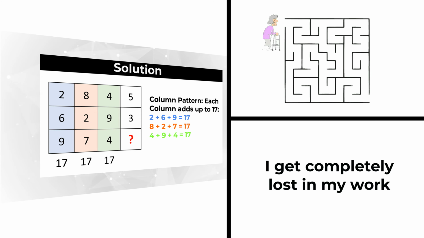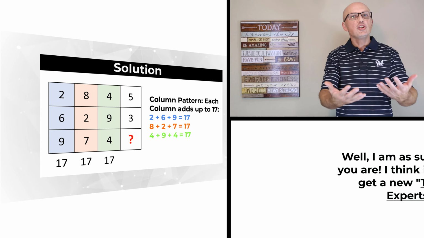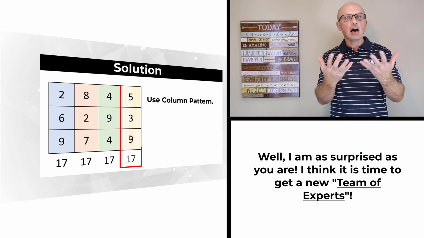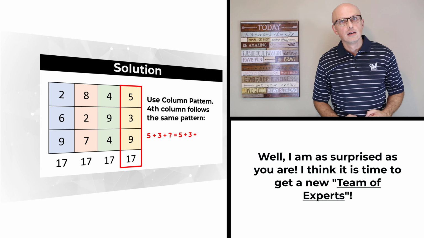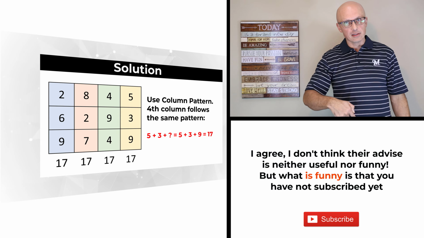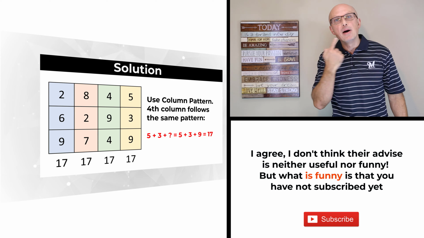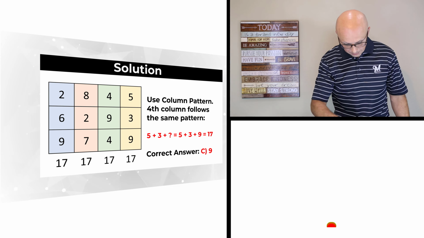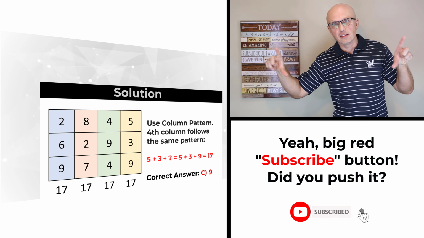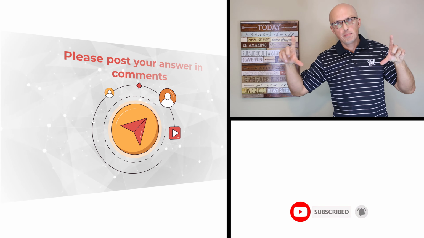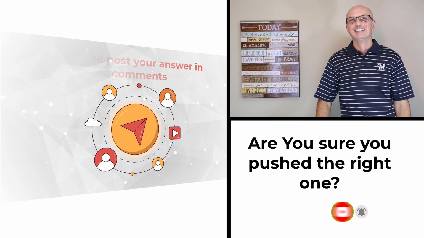Based on this information, we can calculate the missing value. 5 plus 3 plus question mark would be equal 5 plus 3 plus 9 also equals to 17. So the correct choice here is choice C, 9. Hopefully you've nailed this question and now know what to look for on the similar problems on the test.